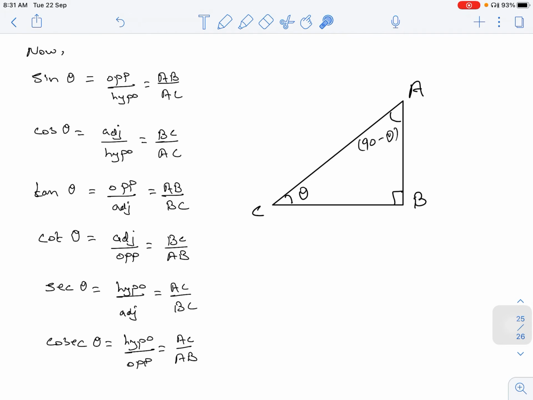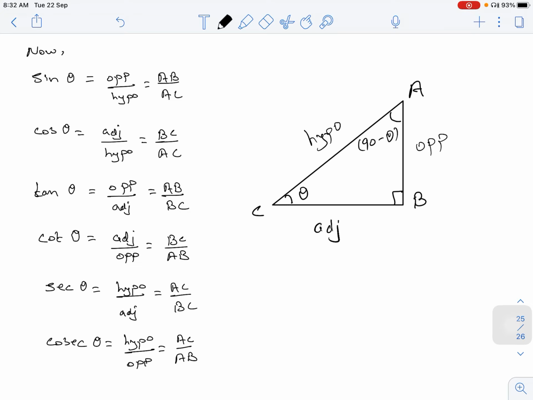Now we are going to find some trigonometric ratios for this angle theta and then for angle 90 minus theta. First we will write trigonometric ratios for angle theta. For this angle theta, AB is the opposite side, so let us write here opposite. BC is the adjacent side, so we write here adjacent. Now what is AC? It is the side opposite to 90 degrees, so AC will be the hypotenuse.